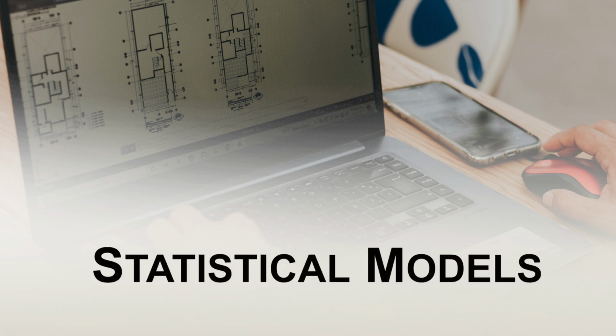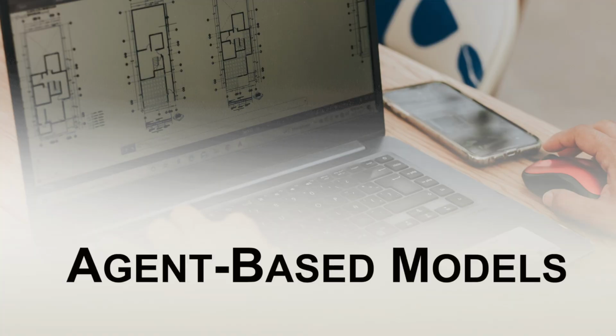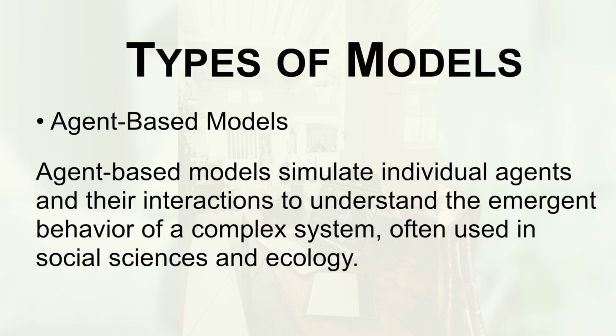Statistical models. These models use statistical techniques to analyze the data and infer relationships between variables and also for making predictions. They help in identifying patterns, trends and correlating the data. They find application in many fields like healthcare, finance and social sciences. Then the next type of model is the agent based model. Agent based models simulate individual agents and their interactions to understand the emergent behavior of a complex system, often used in social sciences as well as in ecology.